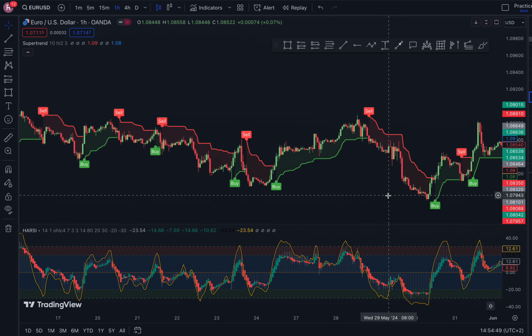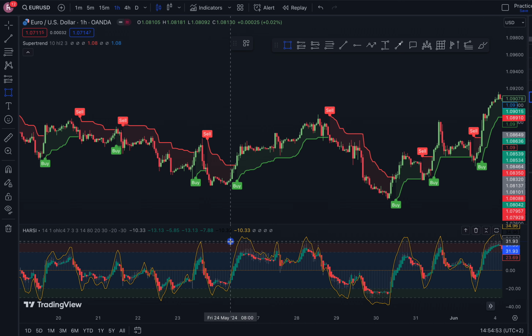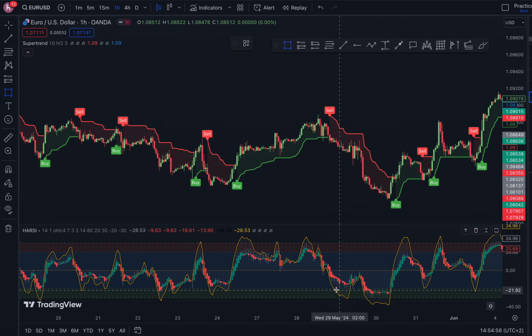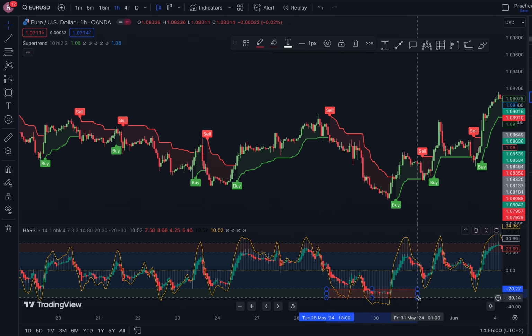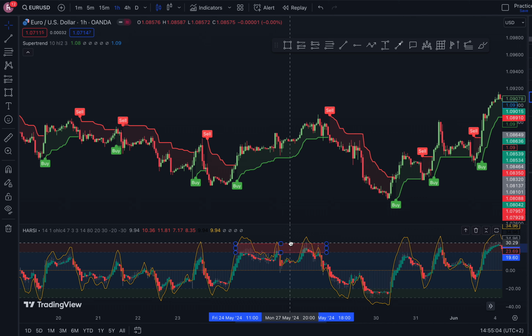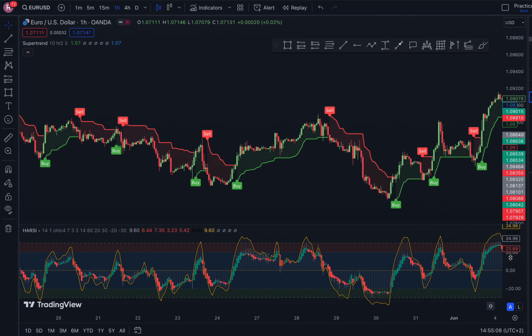So this is a two-rule based strategy. Number one, wait for your Heiken Ashi to be oversold when it gets to the red area, as you can see, or wait for your Heiken Ashi to be overbought right here, or wait for it to be oversold when it gets to the green area, and that's where we look for our buy and sell signals.